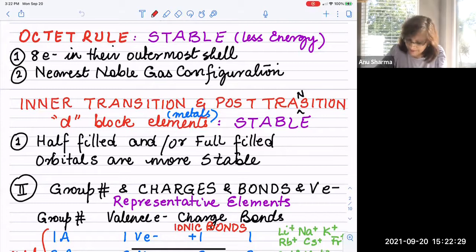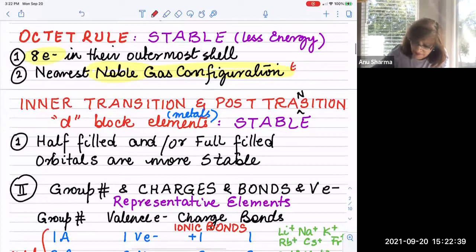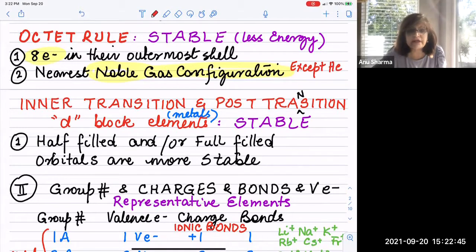or by sharing. Okay, so the rule of 8 electrons is one piece which relates to the nearest noble gas configuration, except helium. Except helium, because helium doesn't follow the octet rule. Helium only needs 2 electrons, or it has only 2 electrons.